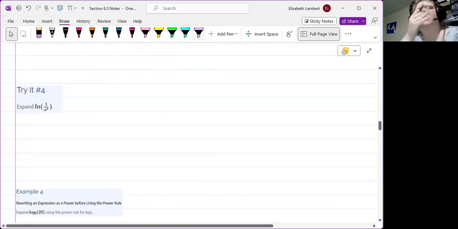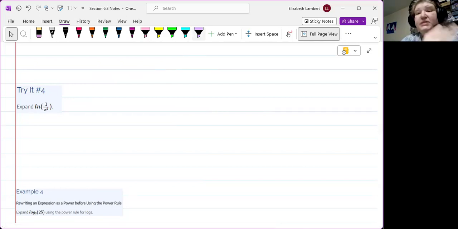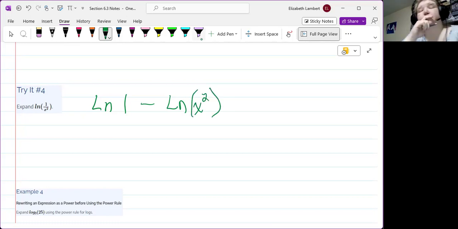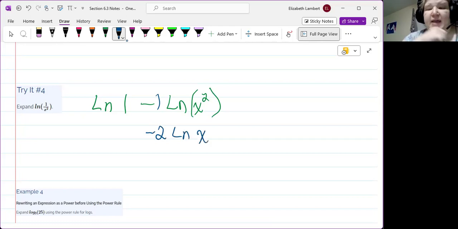One way is that we always see x squared, but it's on the bottom. So I could write this using the quotient rule. Let me go ahead and do that. We would have the natural log of 1 minus the natural log of x squared. And then my power down rule is going to bring that 2, and this is considered a -1. The 2 comes down as a product, so -1 times 2 would make this -2 natural log of x. Now what about the natural log of 1?